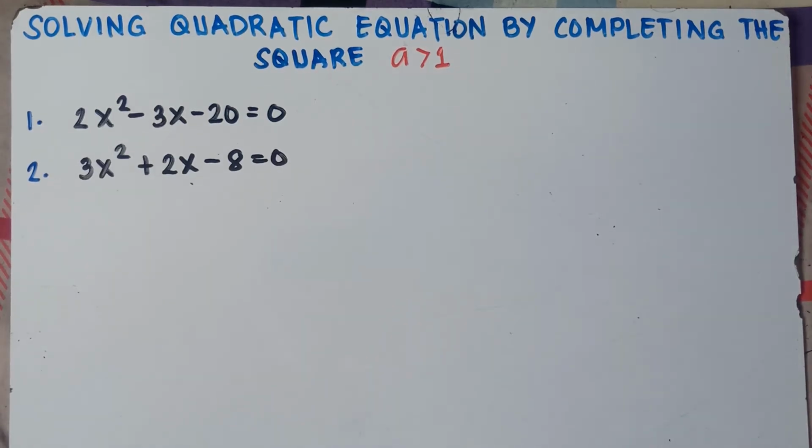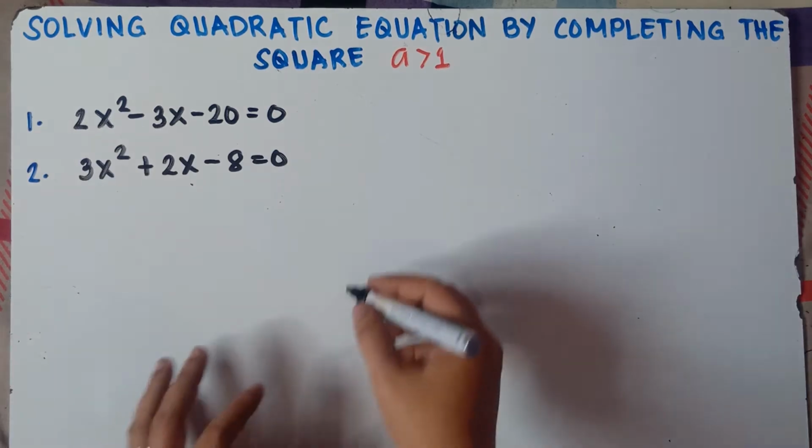Our topic for today's class is all about solving quadratic equations by completing the square in which the value of a is greater than 1. So without further ado, let's do this topic. We will have two examples for you to really understand this one, and we'll be answering this step by step. So let's start with example number 1.